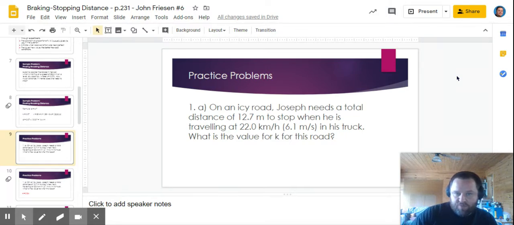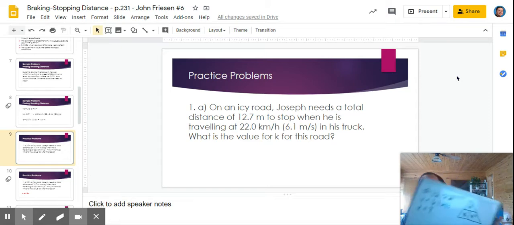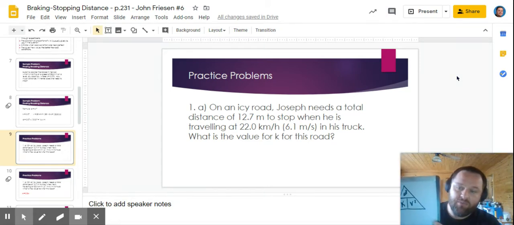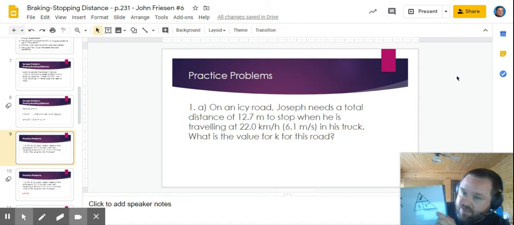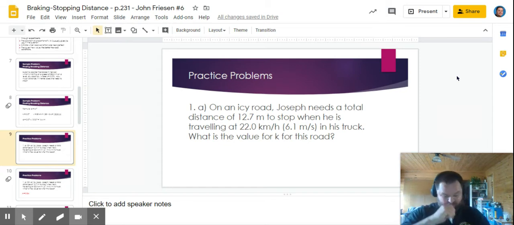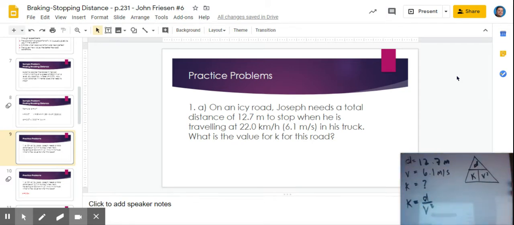We still have three variables, and so we can still use the triangle for this if you don't understand the formula. D is equal to K over V squared, and so that's our triangle. Just remember, if we're trying to find K, we cover up the K, and our formula is D over V squared. So K is equal to D over V squared. That's what our formula will look like.